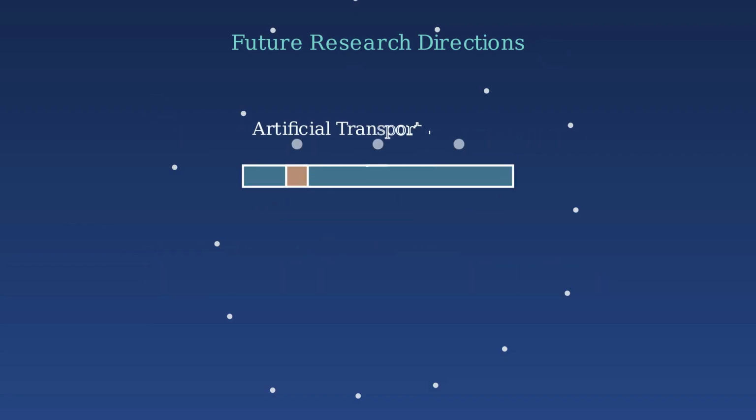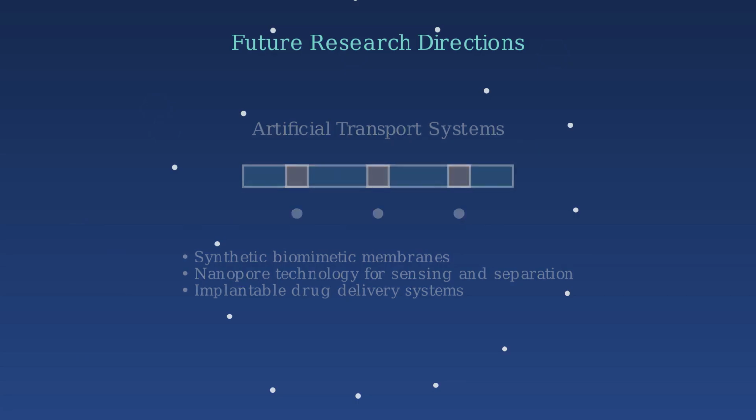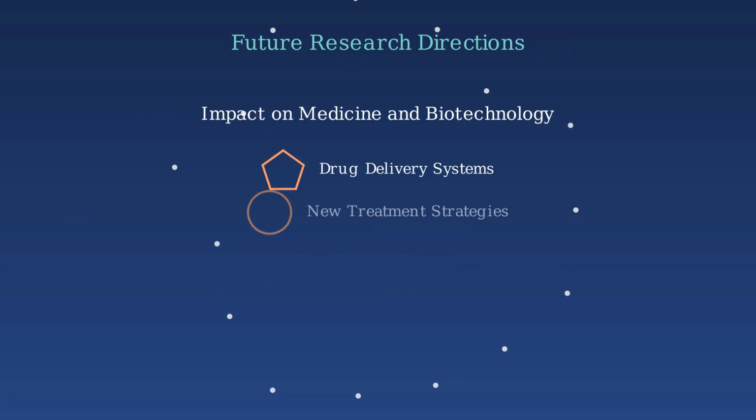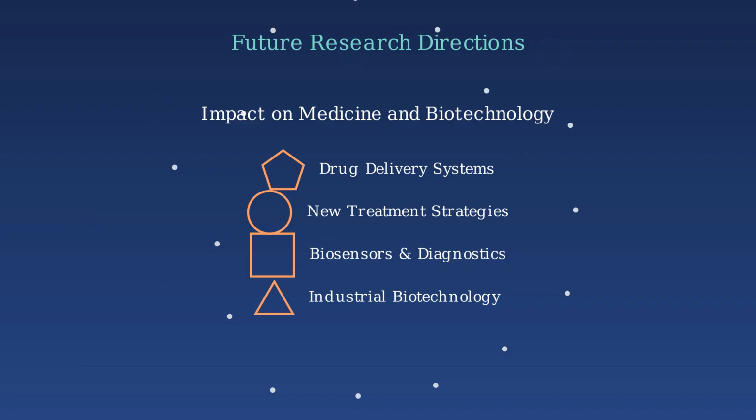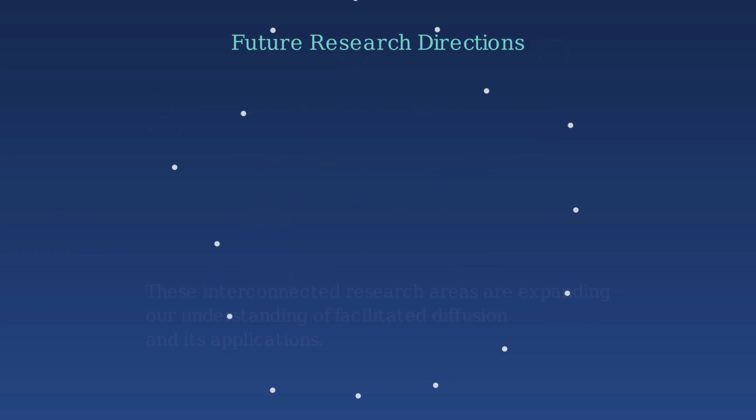The development of artificial transport systems is a growing field. Scientists are creating synthetic membranes with engineered channels that mimic biological transport proteins. These research directions will have significant impacts on medicine and biotechnology, from improved drug delivery systems to novel diagnostic technologies and treatment approaches. As these interconnected research areas advance, we're gaining deeper insights into facilitated diffusion and developing innovative applications that could transform medicine and biotechnology.